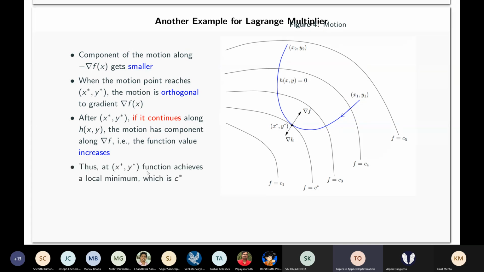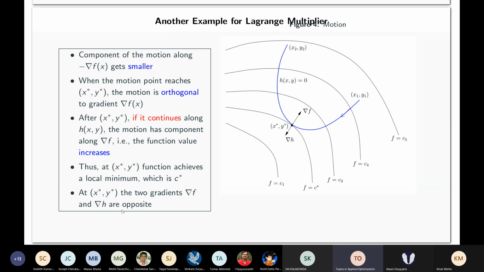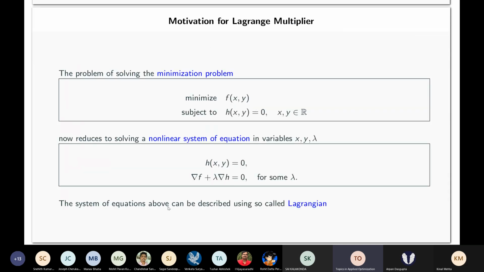And then at x star, y star, the function achieves a local minimum, which is c star, and at this point the two gradients are opposite. So after all this, what we found is that to minimize the function with some equality constraint, it reduces to solving a set of nonlinear equations, right?